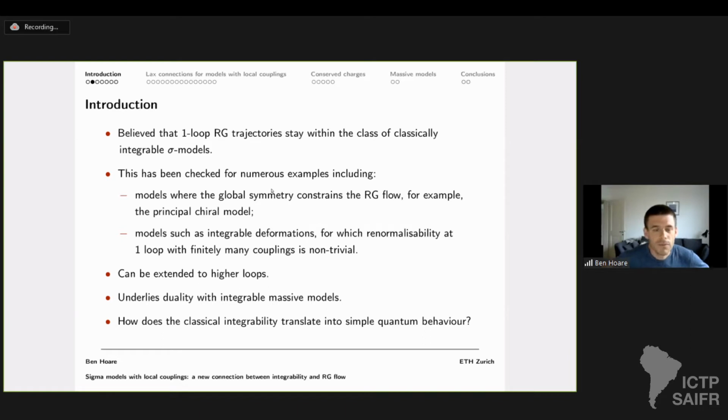I think probably the most modern or most precise way of formulating this idea is that it's believed that if you follow a one-loop RG trajectory, you stay within the class of classically integrable sigma models. This has been checked on many examples by now. These include examples where the global symmetry essentially does this for you, constraining the RG flow to stay within the same class of models, and this includes, for example, the principal chiral model. But it's also been checked for models such as these integrable deformations I mentioned on the previous slide, for which renormalizability at one loop is actually non-trivial, with only finitely many couplings running.